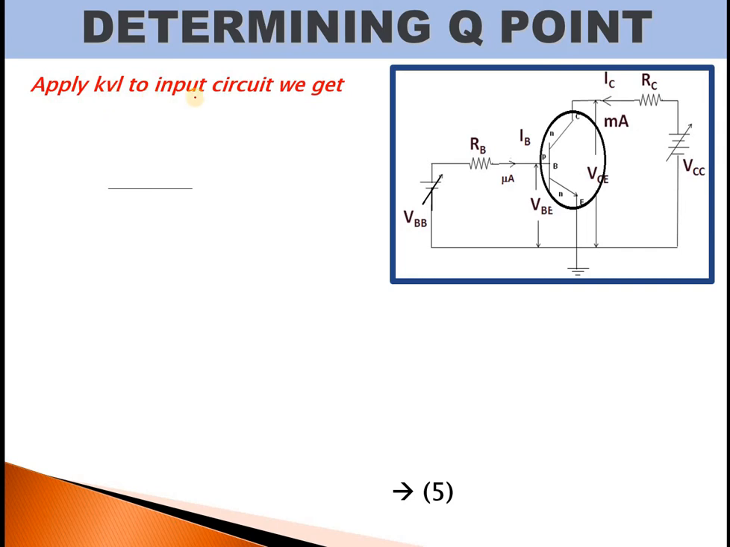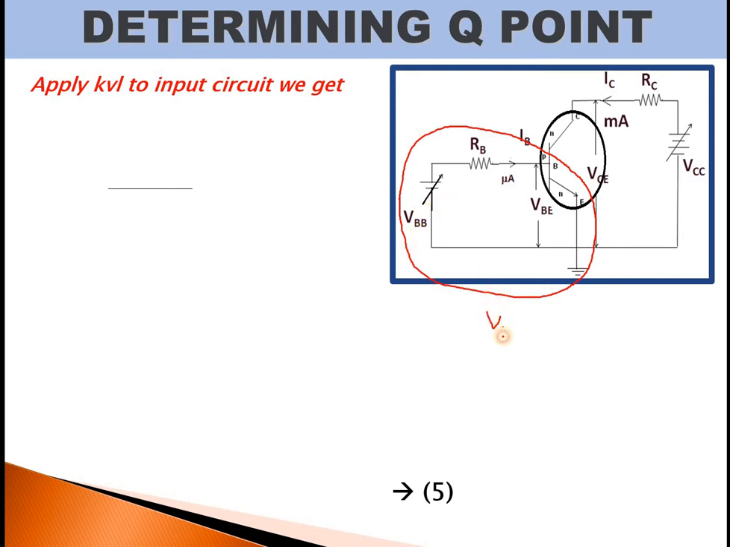Now, apply KVL to the input circuit. Input circuit is what? This part is the input circuit, which consists of base, emitter, RB, VBB, and there is a voltage drop between base and emitter, that is VBE, and the current flowing through the base as IB. If I apply KVL, it states that the algebraic sum of the potential rise, means battery. How many batteries are there in this circuit? There is only one battery, that is VBB.